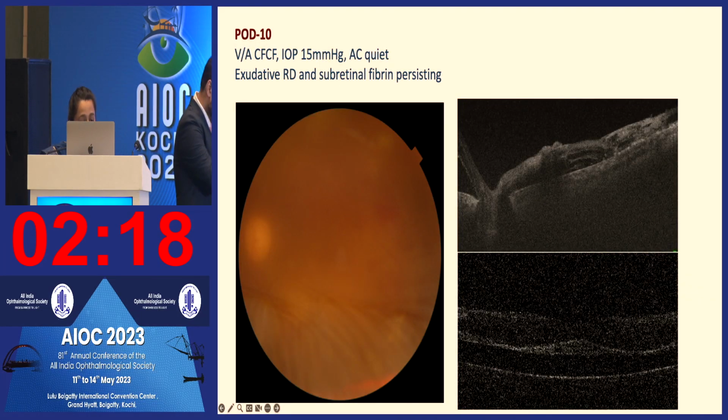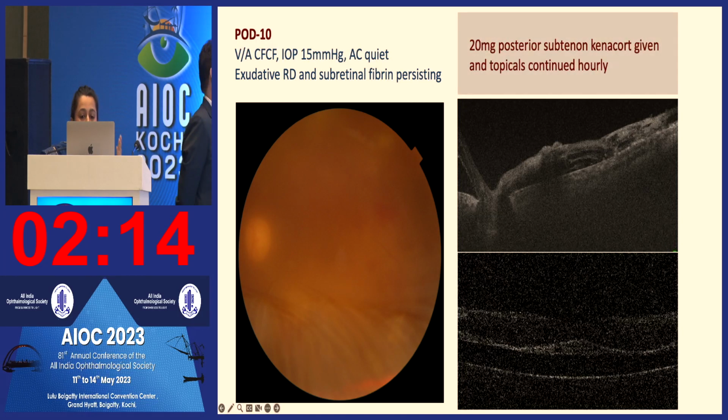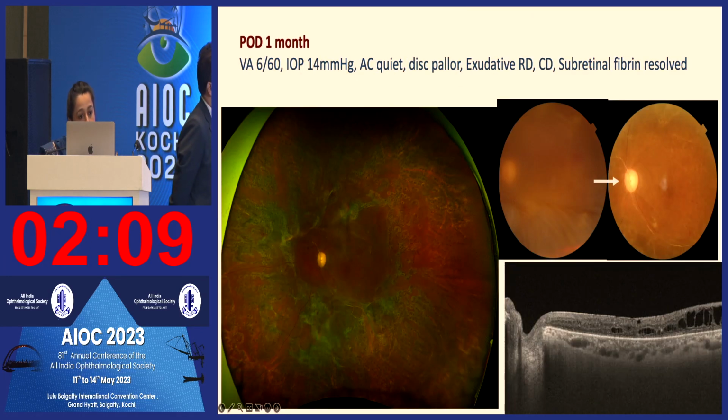POD10, she's not getting better. Vision is still CF, exudative RD, fibrin is persisting. So 20 mg of PST is given, and topical steroids are continued. This is at POD 1 month. Vision is 6/60. AC is quiet. There's disc pallor, and all the signs of inflammation have resolved.